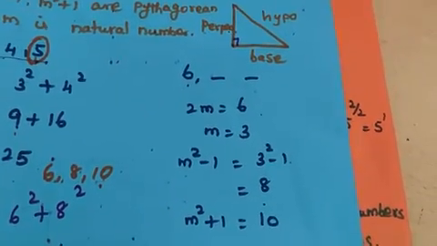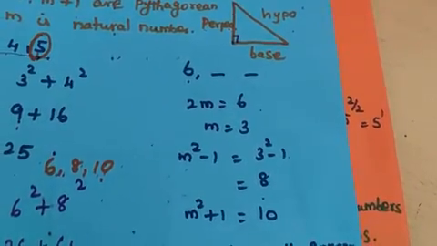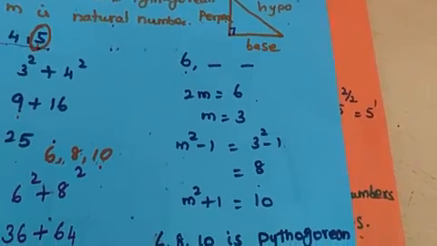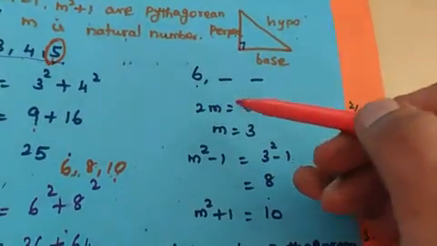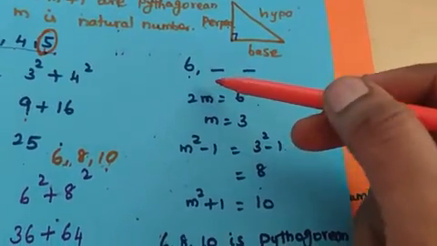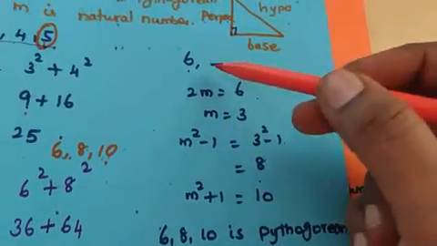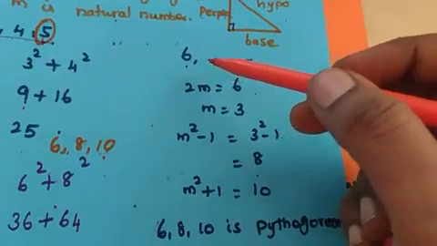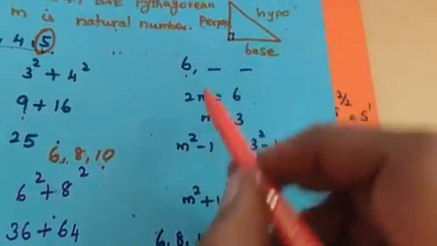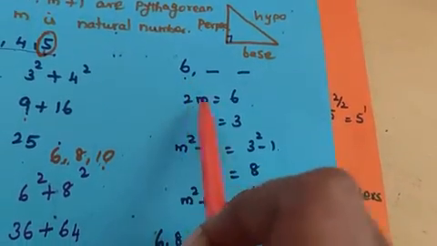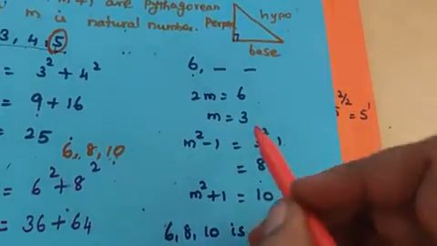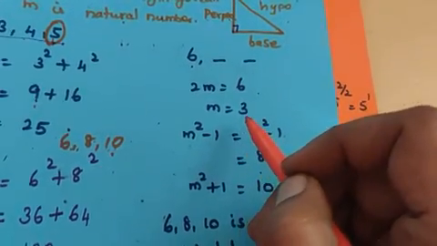If you select that one as m, then when you find the value, you will not get the proper answer. So whatever number is given to you, you consider it as 2m or m squared minus 1 or m squared plus 1. The given number itself shows whether it will be a square number or not. Right? So 2m is equal to 6. Now we are finding the m value from that, which is 3.